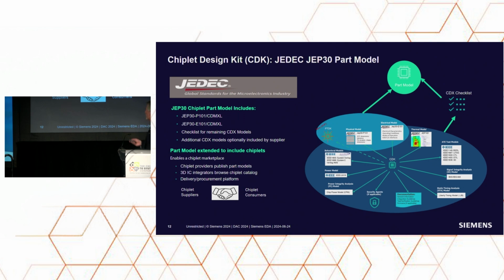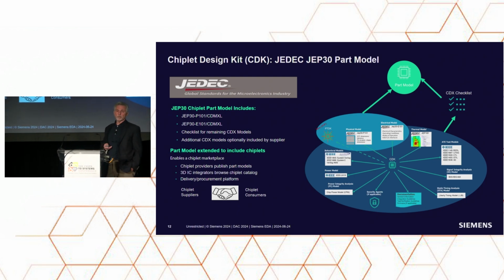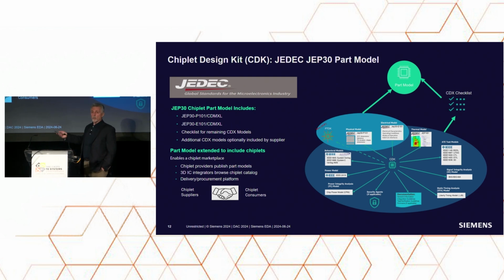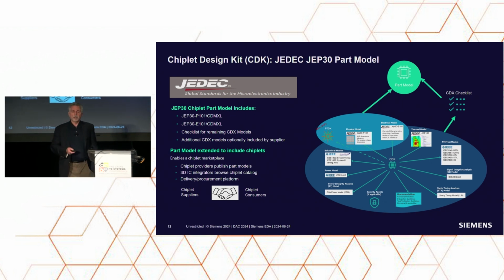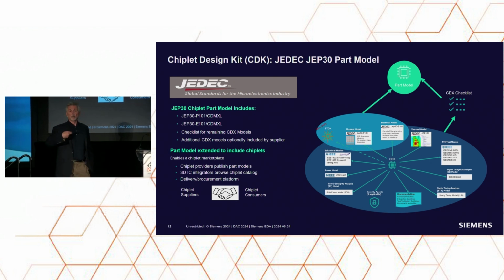So the part model can also be used to enable a chiplet ecosystem. So chiplet suppliers. So again, we're trying to promote an ecosystem where we can have reusable chiplets, and they can provide all the relevant information for the chiplets, put it into the chiplet, and create a catalog, if you will. And then users and designers that are building systems out of these chiplets can browse that system. And it can also be used to actually do a business transaction.